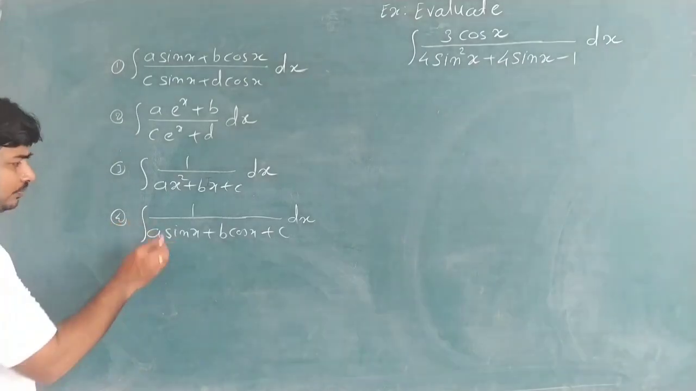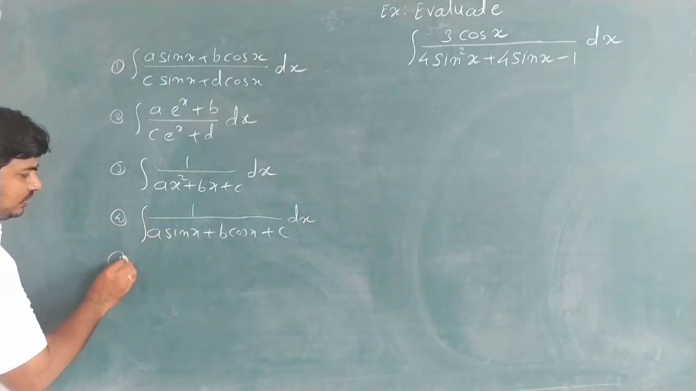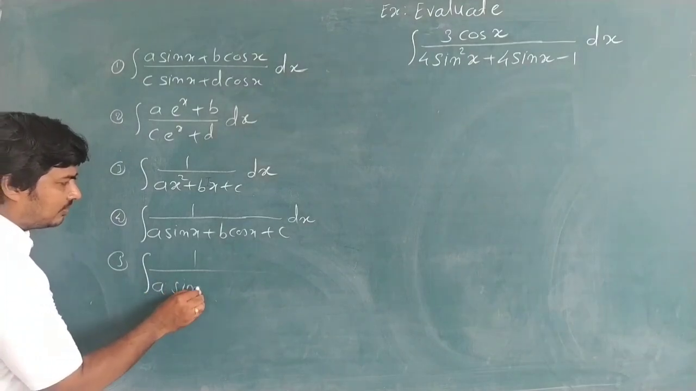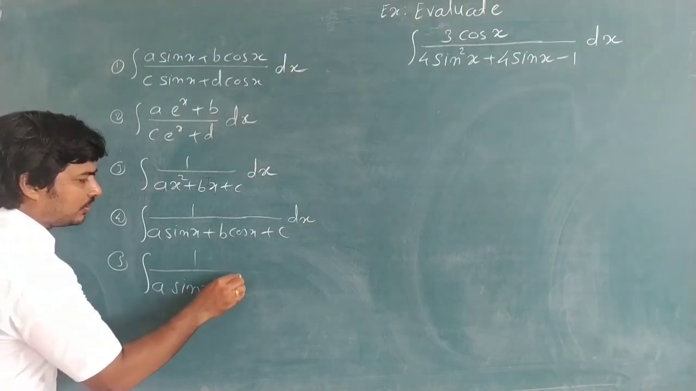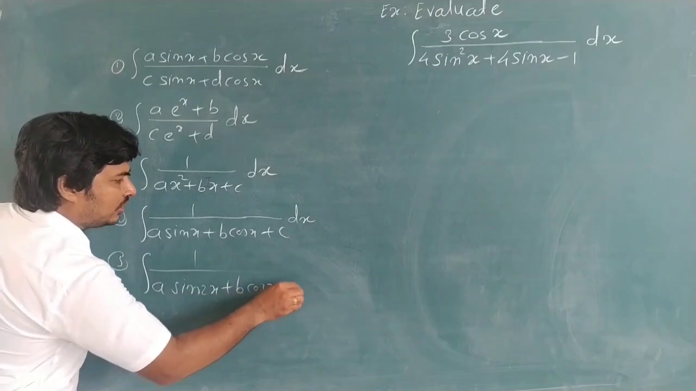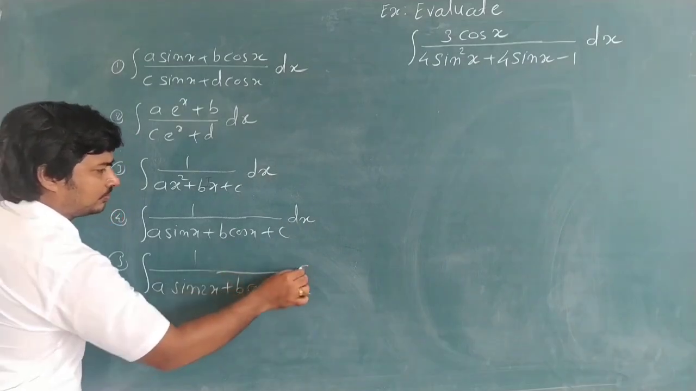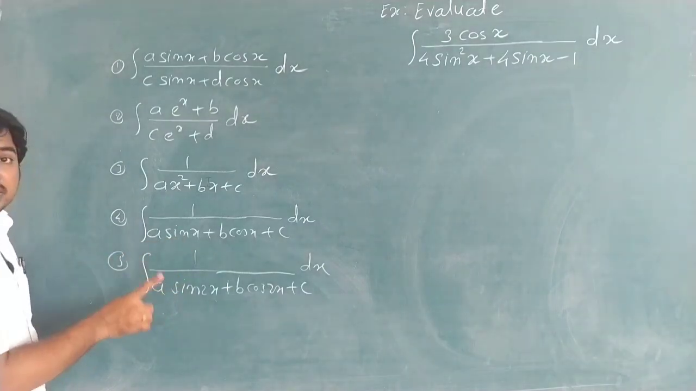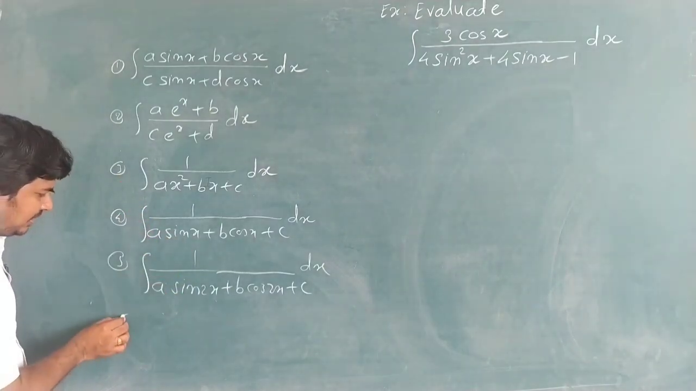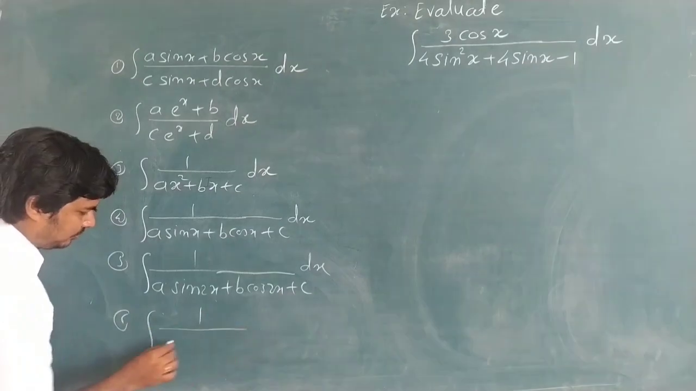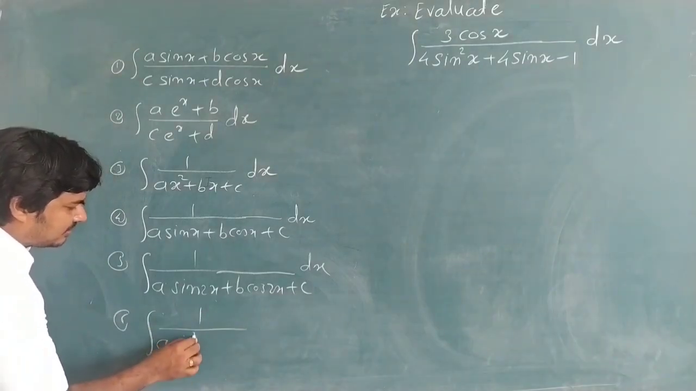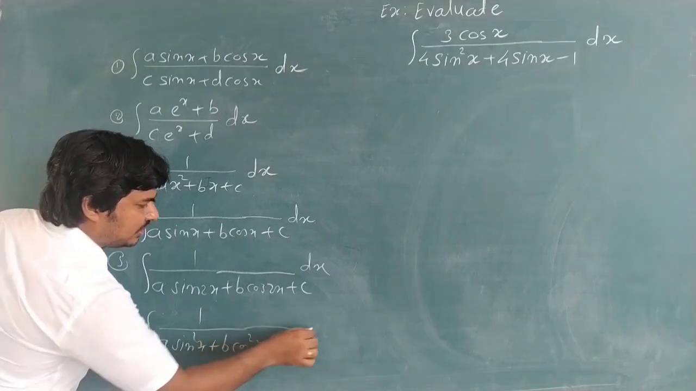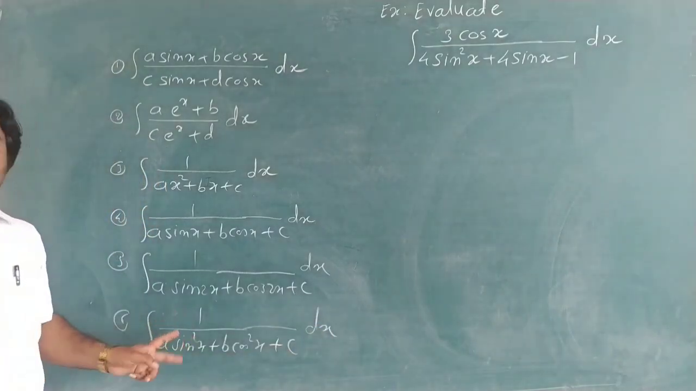Okay, after that we can see the fifth method. Here 1 upon a sin 2x plus b cos 2x plus c. Again the same procedure. Here we put tan x by 2 is equal to t, here put tan x is equal to t, and the same. And then the sixth, 1 upon a sin square x plus b cos square x plus c dx. There is a solution method.